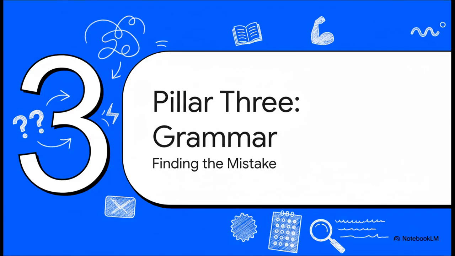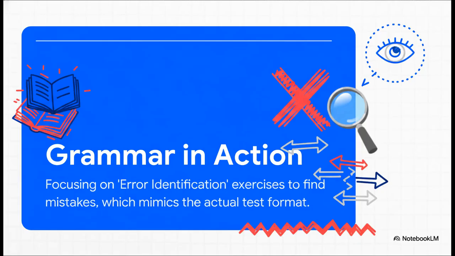And that brings us to our third and final pillar. We're going to take that word detective skill we just talked about and apply it to grammar. It's all about reframing grammar, not as a bunch of abstract rules to memorize, but as a practical, hands-on skill that actually looks just like the test itself. So, here's the crucial point. The NAFES test almost never asks a student to, say, define subject-verb agreement, but it will constantly ask them to spot where that rule has been broken. So our teaching has to reflect that reality.